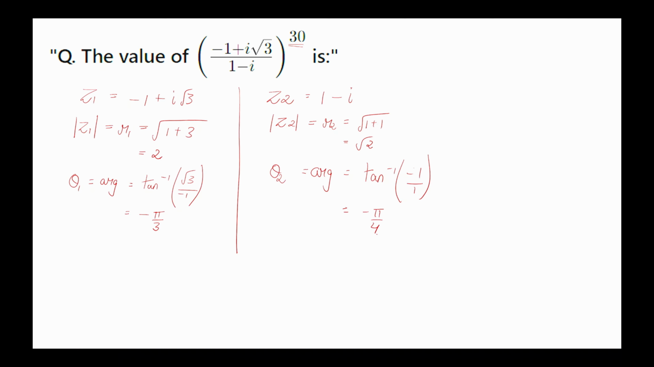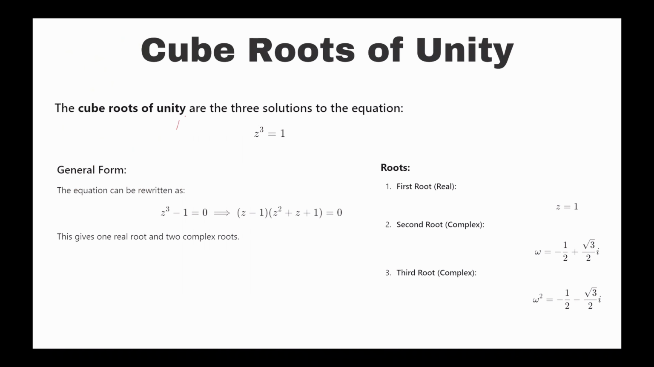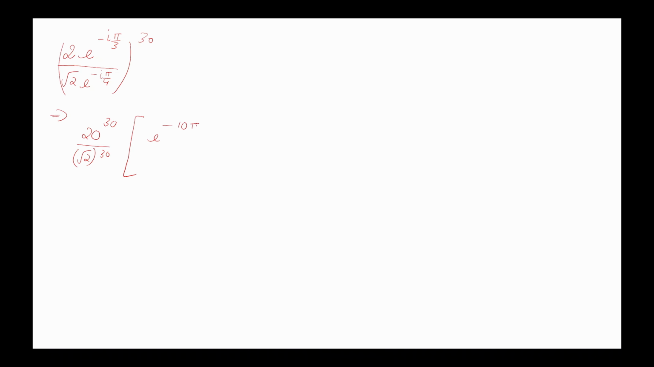So now if I write both these complex numbers in the Euler form, how can they be written? On top I would have 2 times e to the power minus iota pi by 3, and below I would have root 2 times e to the power minus iota pi by 4, and this whole thing is to the power 30. Now I need to find out the value of this. So this would become 2 to the power 30 upon root 2 to the power 30. I've taken the constant terms separately. Now this would basically become e to the power minus iota pi by 3 into 30, which can be written as e to the power minus iota 10 pi. And here we would have e to the power minus iota, this would become 15 pi by 2.